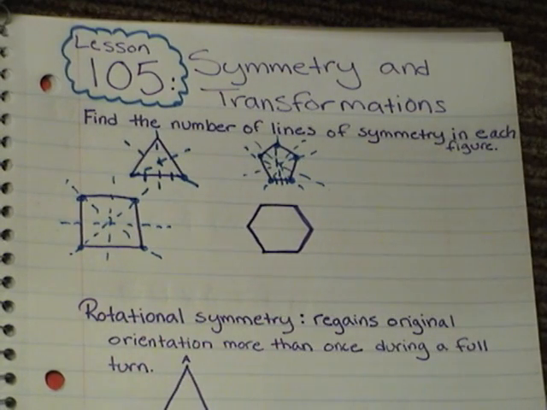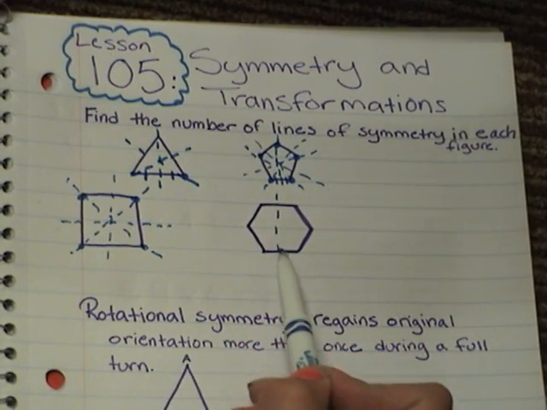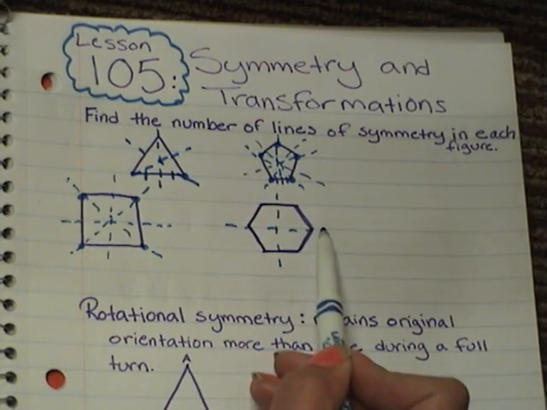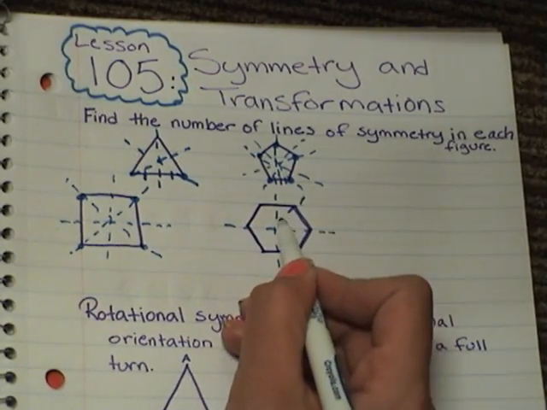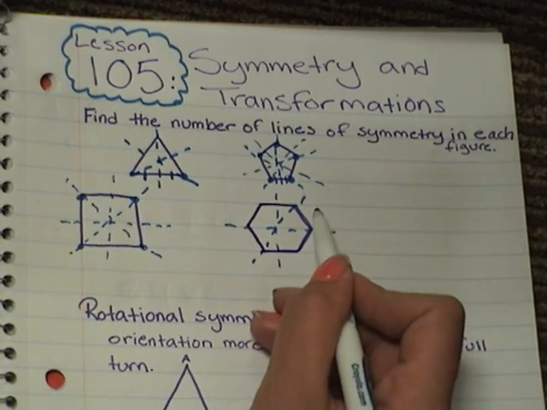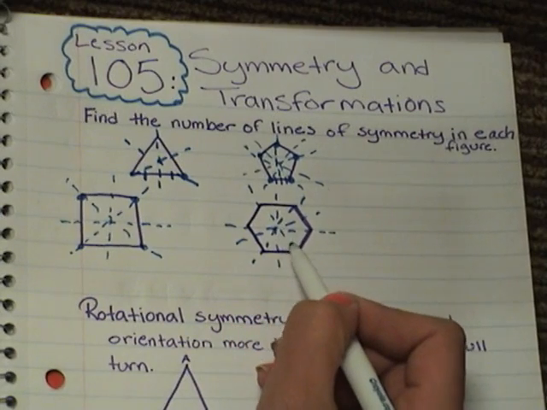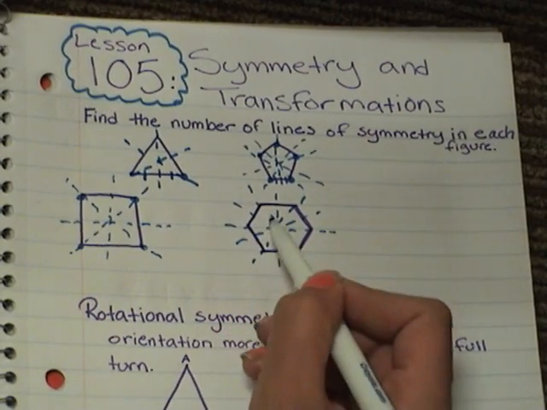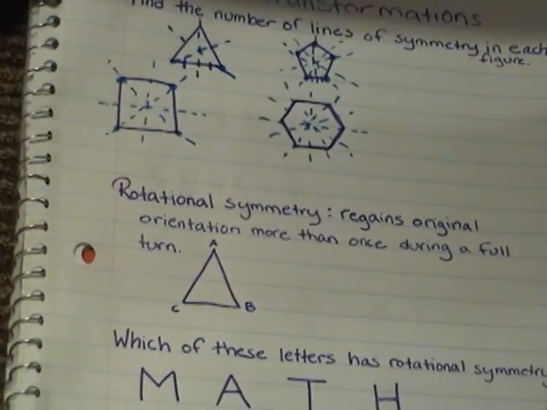Okay, and the next one, there are 6 lines of symmetry for this. So we can draw 1, 2, okay, then we draw 3, and then we can draw 4, and we can draw 5, and then 6. There are 6 lines of symmetry there. So you're really counting the number of vertices that you see, and then you're finding the line of symmetry through that. Alright, go ahead and write this down.